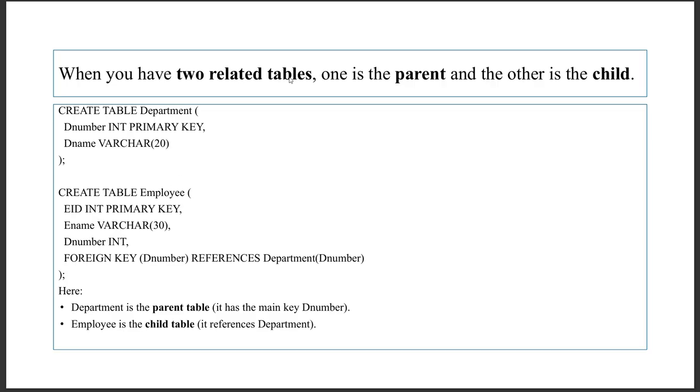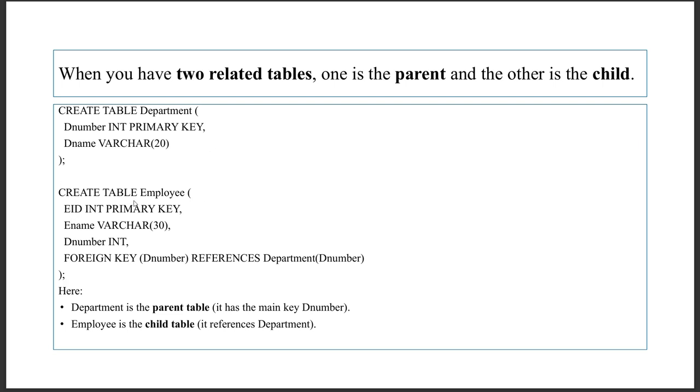Now, when we have two related tables, one is the parent and the other is the child. So I am creating two tables here. Create table department, create table employee. In the department table, I am having department number and department name as the attributes, and department number is the primary key.